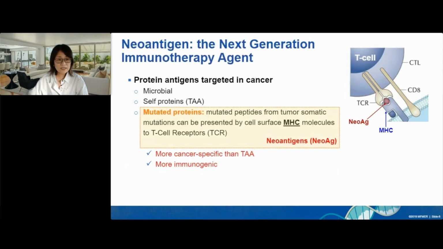I already introduced the concept of cancer neoantigens. Just to repeat, neoantigens are mutated peptides presented by MHC molecules and recognized by the immune system. Because somatic mutations are more cancer-specific, neoantigens are consequently highly cancer-specific and potentially more immunogenic compared to TAAs.